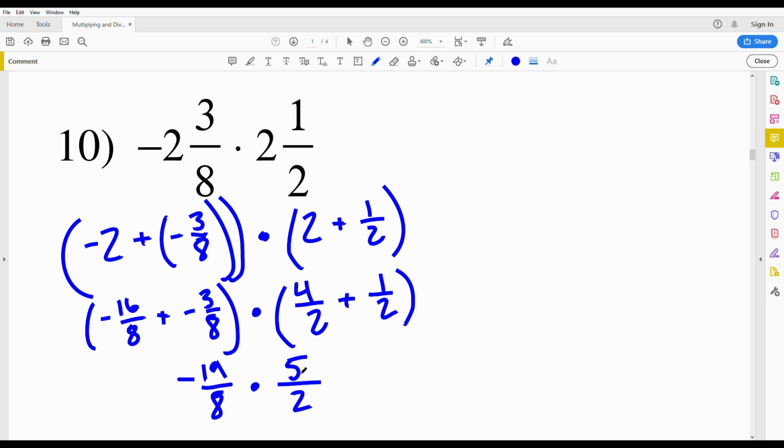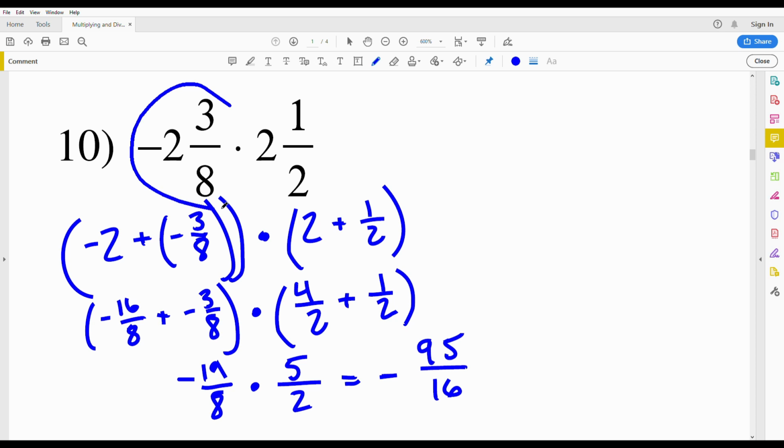Now, I don't see any common factor among my numerators or denominators as is, so I'll go ahead and multiply negative 19 times 5. So we have 19 times 5. 9 times 5 is 45. And if you want to know how I multiply by 9 so fast, check out my video for a cool math trick in the link below. Now, 9 times 5 is 45. Write my 5, carry my 4. 5 times 1 is 5, plus 4 is 9. So I'm going to have 95, but remember, negative times positive, this fraction is going to be negative. So negative 95 over 16.